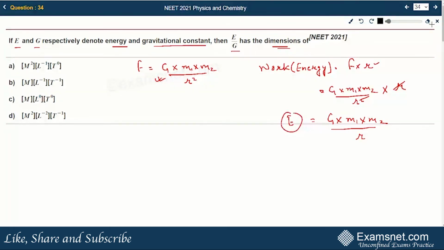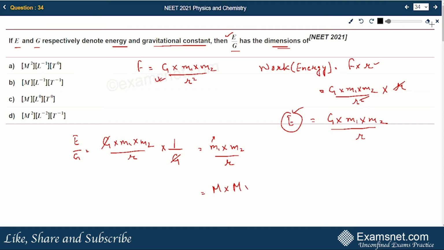Now we have to find out the dimension of E divided by G. So what will be the formula of E divided by G? It will be equal to G into M1 into M2 by R, that is your E, and divided by G, right? So G will be cancelled. What will be left? Only M1 into M2 divided by R. The dimension for M1 is M, M2 is also M, and the dimension for R is L.